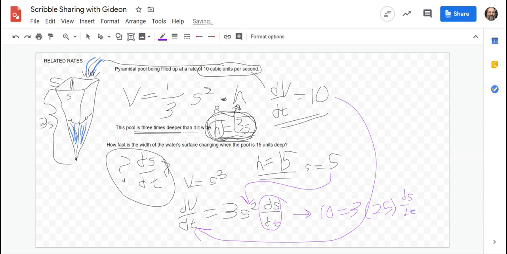And I don't think it's too hard for you to see ds/dt equals 10 over 75, which we can swiftly reduce to 2 over 15.